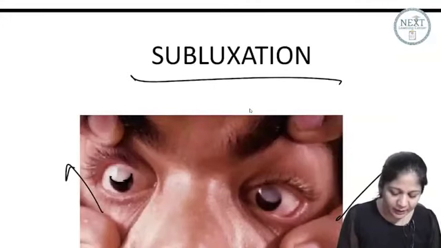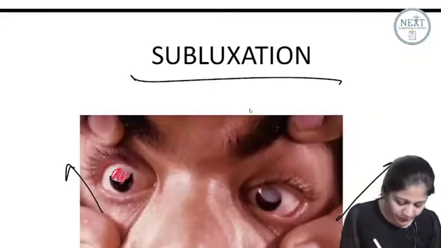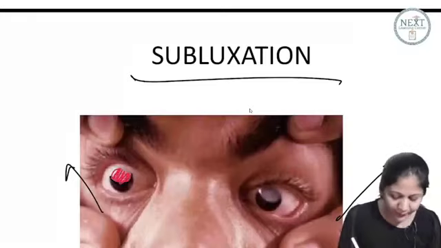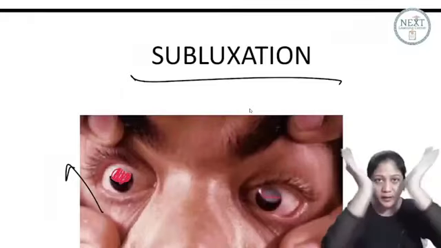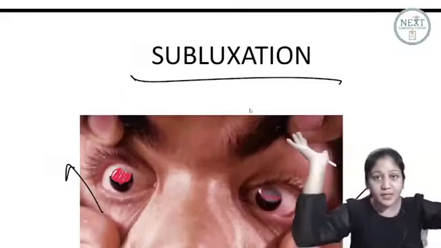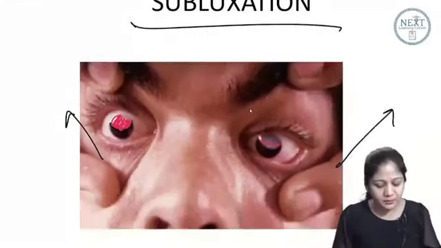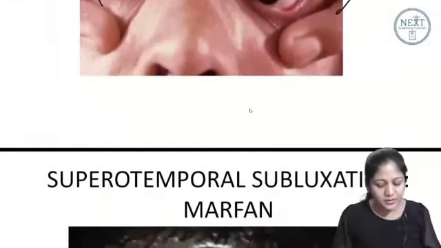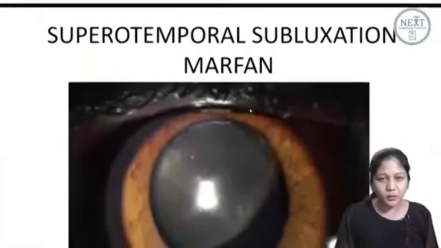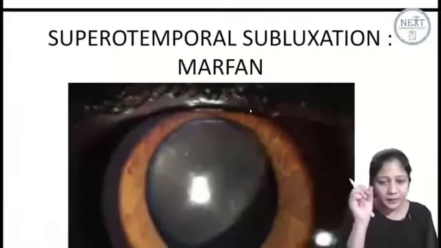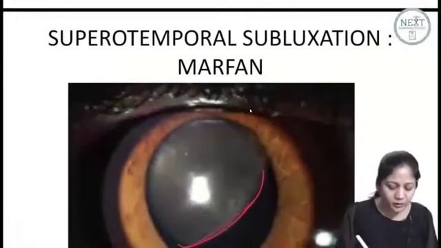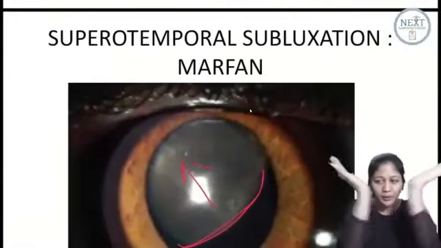So I'm just shading everything in pink color. This is your lens which has moved upward. The lens has gone up, like this. Subluxated. Lens is displaced up and out. Now when I magnify this, you will see something like that. Please, all of you have a look. This is typical of Marfan syndrome, when your lens goes up and out, up and out.